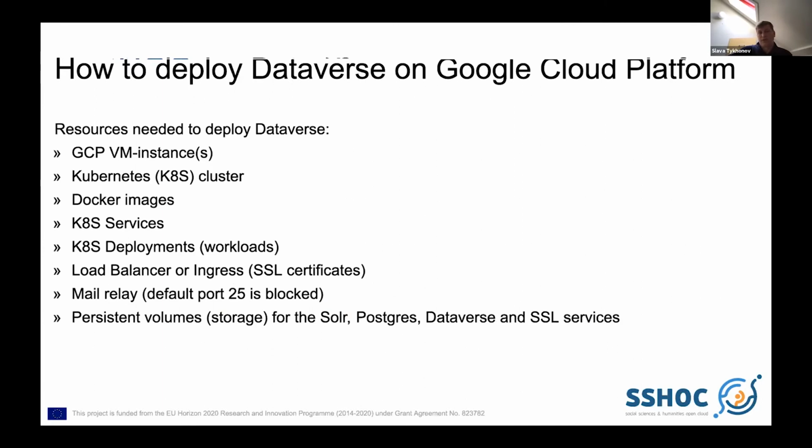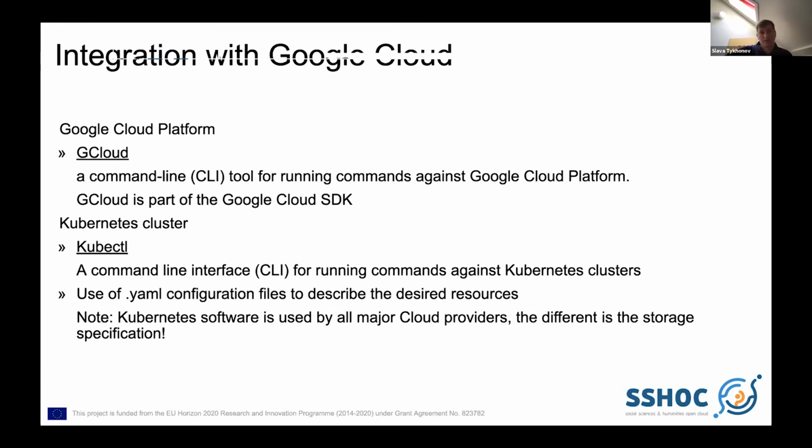So how do you deploy Dataverse on the cloud, on Google Cloud Platform? What you need is basically running virtual machines, which are available in a Kubernetes cluster, and Docker images that are maintained by IQSS. We also have Docker images from EOSC Synergy. And there are some deployments and services, a load balancer and a mail relay. And lastly, you need a persistent volume, and then you can deploy Dataverse on Google Cloud Kubernetes.